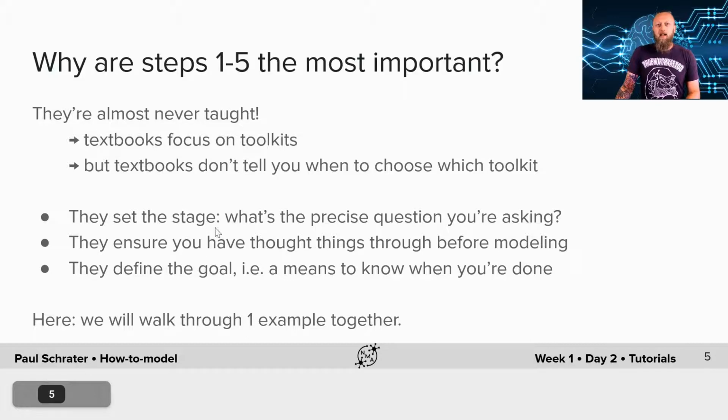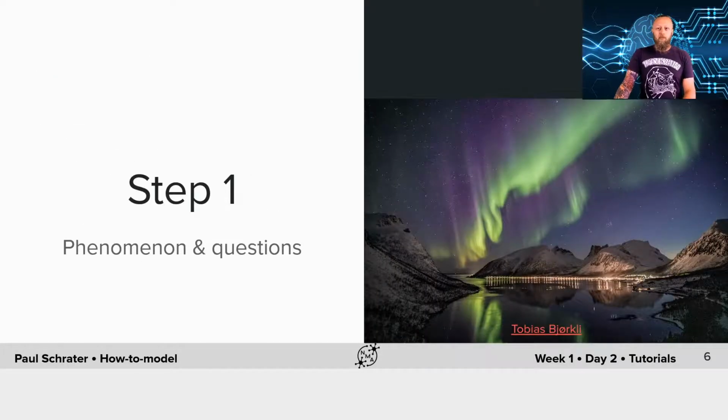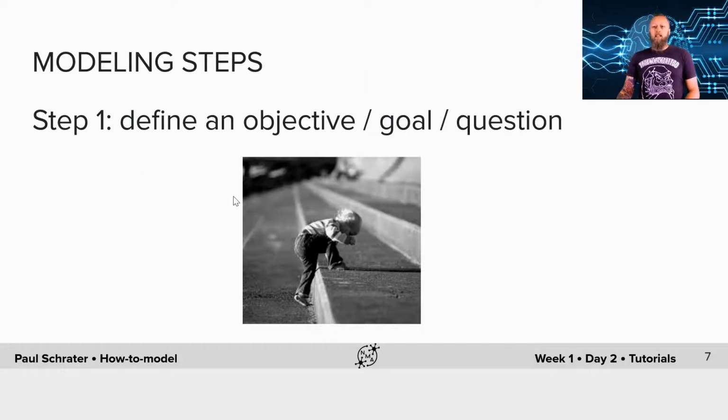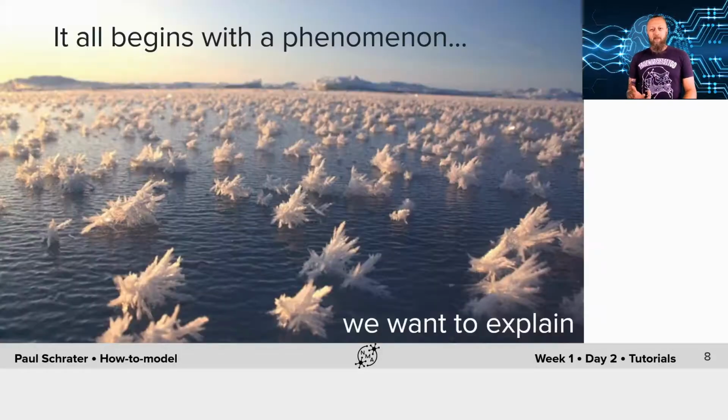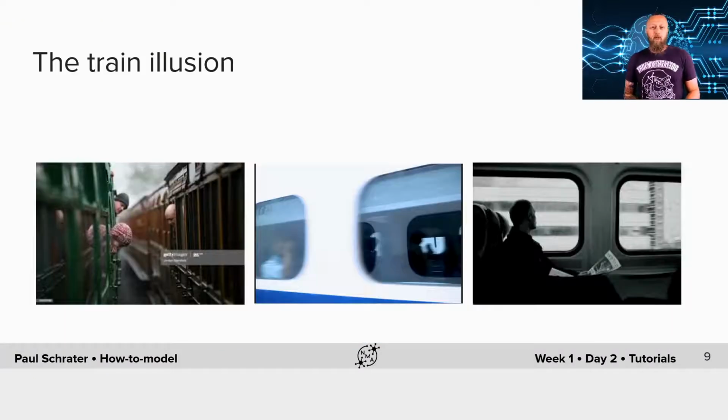Okay, so let's walk through a specific example together, and we will use that example essentially to illustrate those steps. So the first step is essentially thinking about the phenomenon and the question, right? So we will have to define a particular objective, a goal, ask a particular question that will lead the whole modeling endeavor. And it all begins with a phenomenon that we want to explain, something that catches our curiosity, that is potentially unknown. And so for the sake of this particular teaching session, we will choose the train illusion.